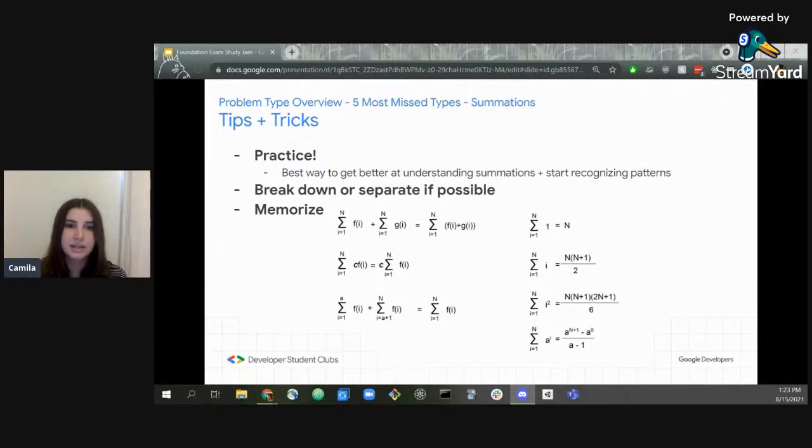Secondly, breaking down the summations is also really important. It makes it much easier for you to clearly visualize the problem, and you're also going to be able to plug in the summation formulas really easily if you break them down. And then lastly, memorizing these summation formulas, which are on that slide, is really important. You're going to need these for basically every single problem you do for summations. These are very, very important for you to memorize.